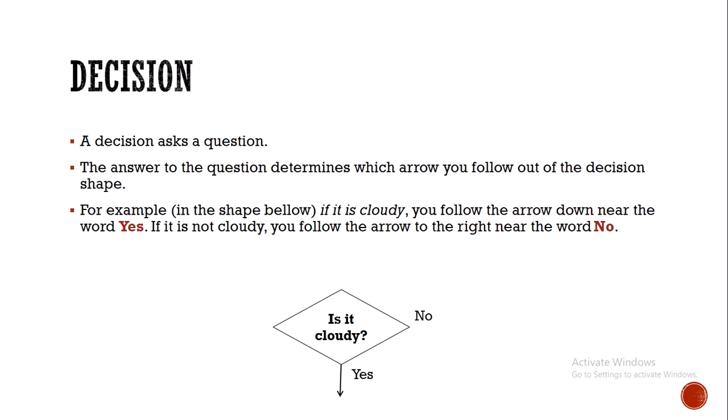For example, in the shape on screen, if it is cloudy, you follow the arrow down near the word yes. If it is not cloudy, you follow the arrow to the right near the word no. Decision boxes always have one entry arrow and 2 or 3 exiting arrows from it. Like in the picture, one control line for yes and one for no is coming out of the decision box.